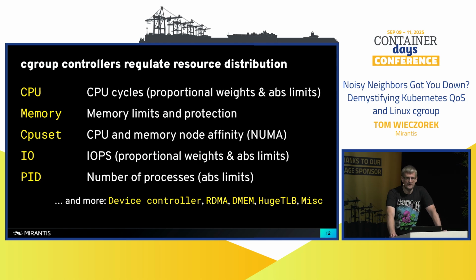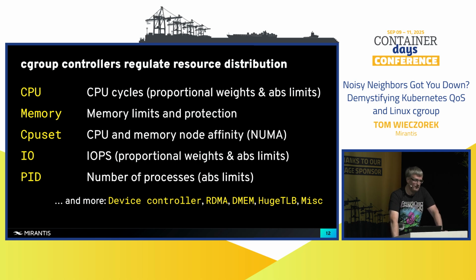A short overview about the cgroup controllers that the Linux kernel has. I've just put the most interesting ones in front here: CPU, memory, I/O, PID. Those are the ones which are probably most familiar, or which you probably have an idea of what they can do. Then there are many more which are not interesting right now in this talk, but just to let you know that there are a lot of different cgroup controllers out there.